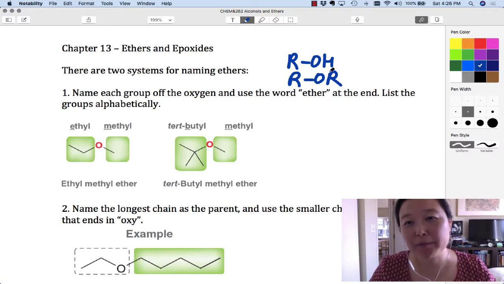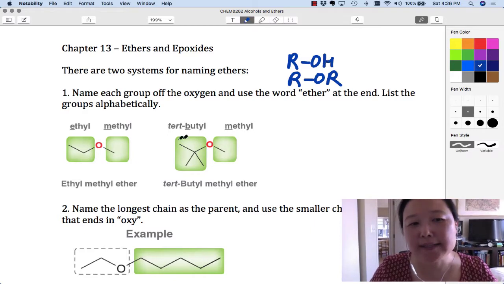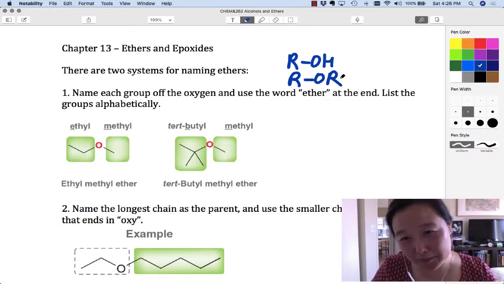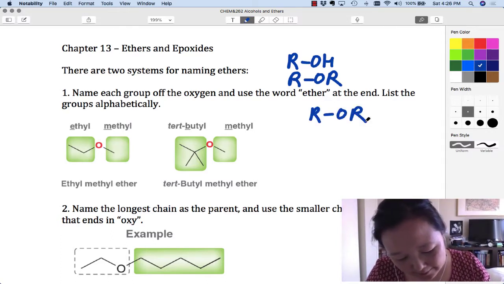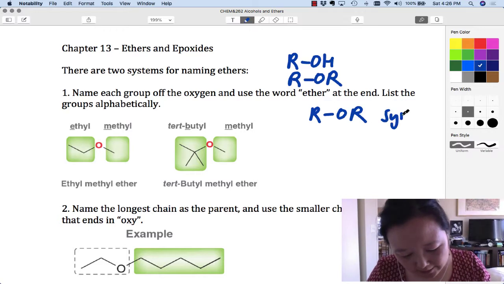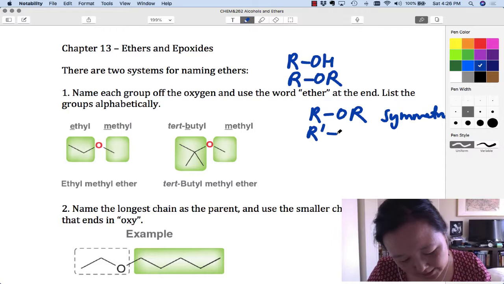But it's important to realize that they don't get deprotonated like alcohols, so they have a different kind of chemistry. So let's look at nomenclature first. With ethers, it's a little complicated because you have two R groups and they can be the same or they can be different. If you have R groups that are the same, then this is called a symmetrical ether. And if you have two R groups that are different, then it's called asymmetrical.